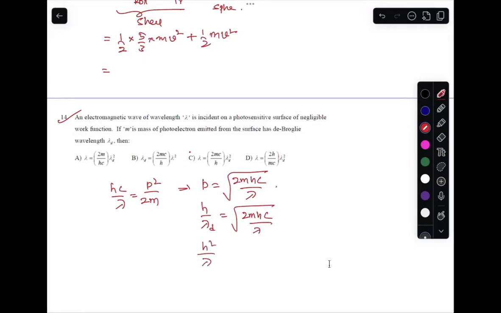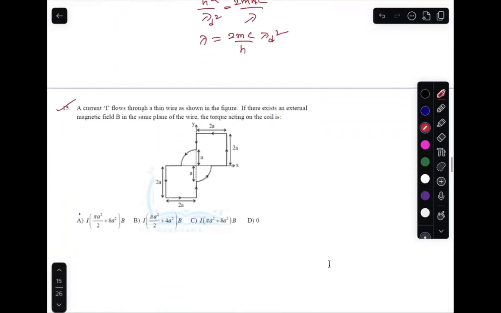Squaring on both the sides gives you 2mhc by lambda. H cancel. So lambda is 2mc by h, lambda de Broglie square. You have C as the option. Okay, you must have patience to close this question. Stepwise, carefully, if you can apply, you can make it.